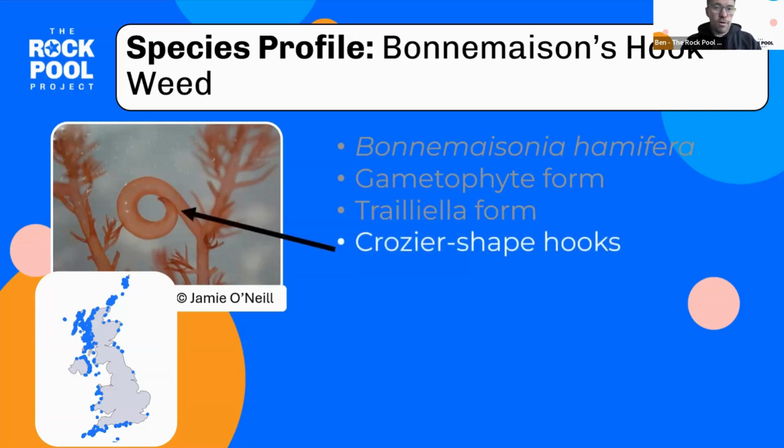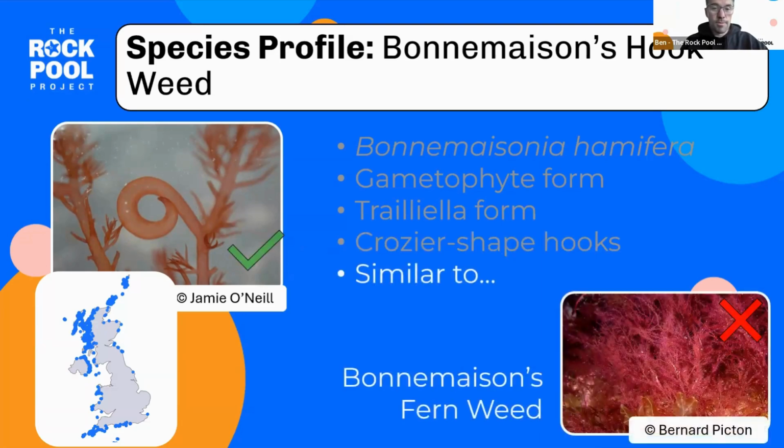And they have these hooks. This is why it gets its name, Bonnemaison's hookweed. The hooks are quite prominent. So they're crozier shape, which is like the hook of a bishop's scepter. So yeah, a curly sort of hook. And if you get these in a pot, and get a good picture, if you've got a macro function on your phone, you should be able to pick up these hooks fairly easily, and make sure you do, because then that'll help people verify your record when you've made it.